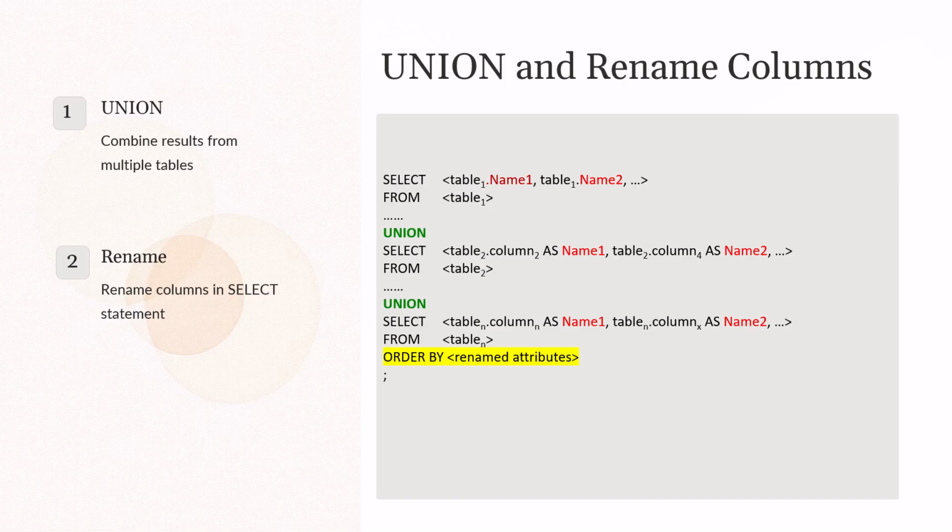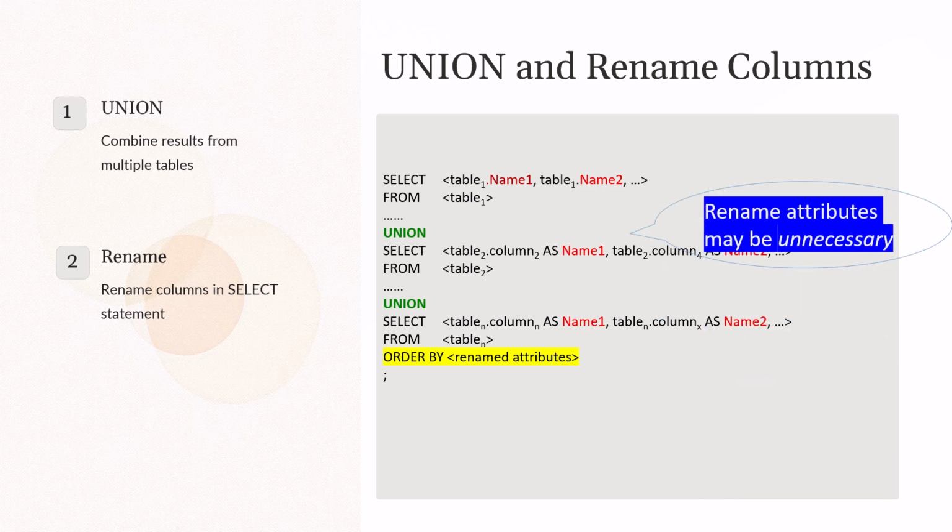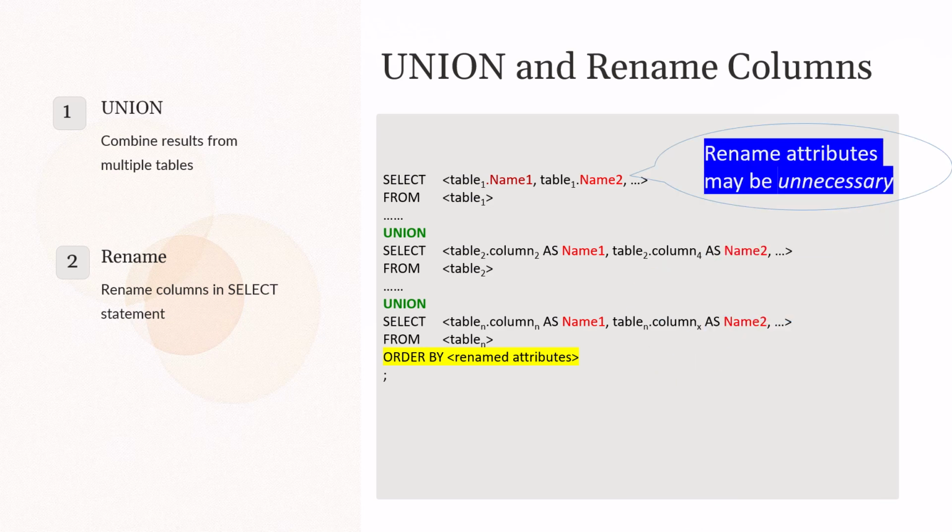Let's review union and renaming columns. Union lets us combine rows from multiple tables with the same column structure. Renaming a column using AS is optional, but helpful for clarity, especially if you are using ORDER BY at the end. Just remember, the final column's name comes from the first SELECT, so if you want clean, readable output, rename upfront.